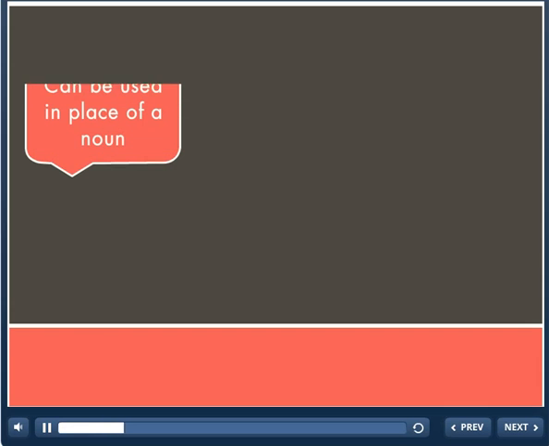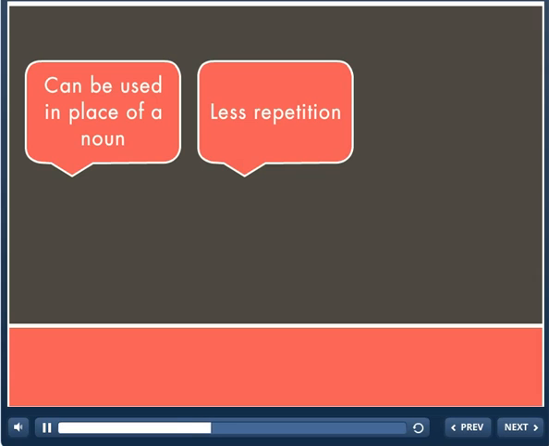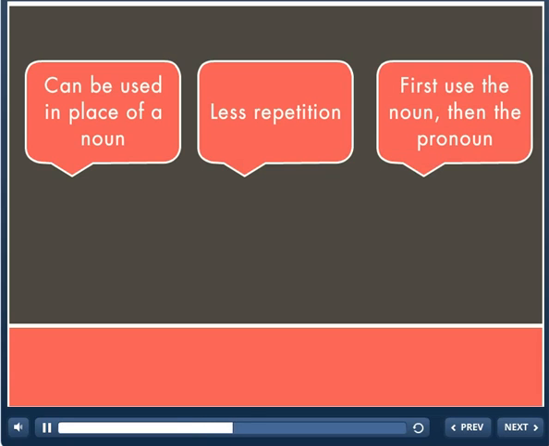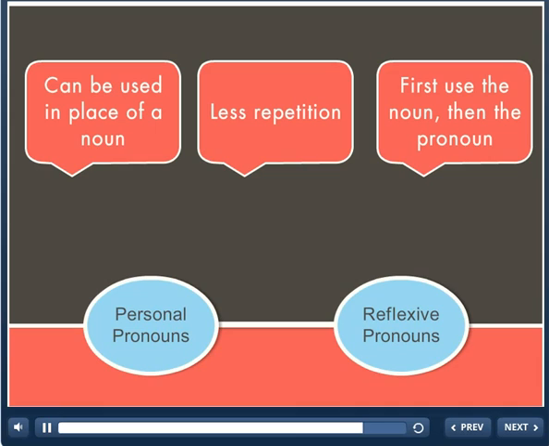A pronoun is a short word that replaces a noun. Pronouns make sentences look and sound better because there is less repetition. The first time that we introduce a noun, we use the noun itself. Then, in the sentences that come afterwards, we can use pronouns. Today, we will learn about personal pronouns and reflexive pronouns.